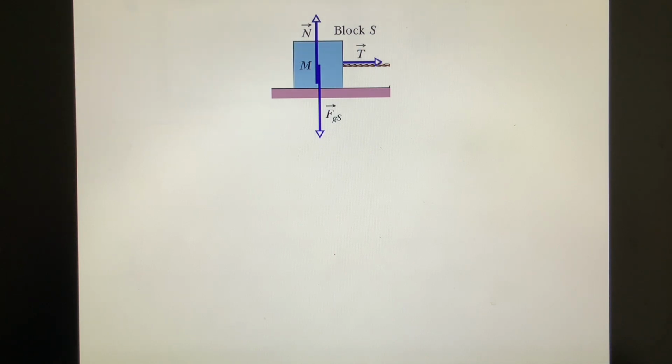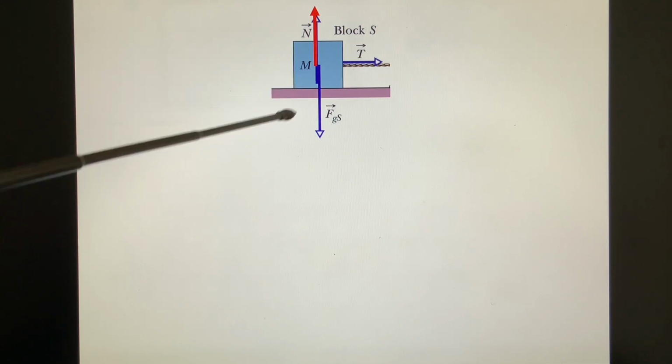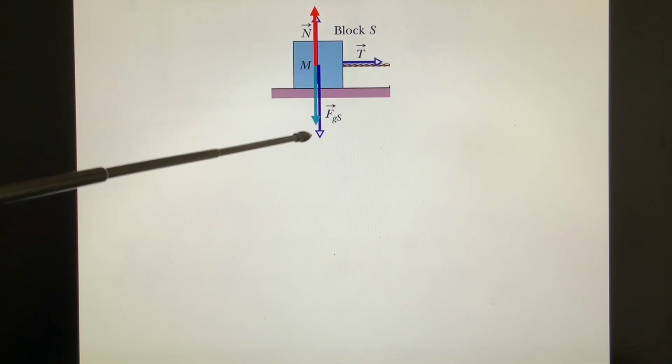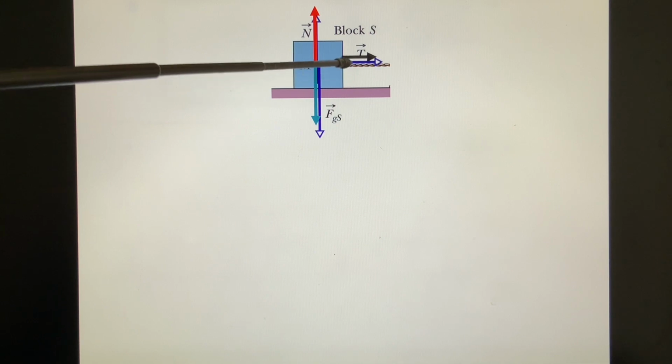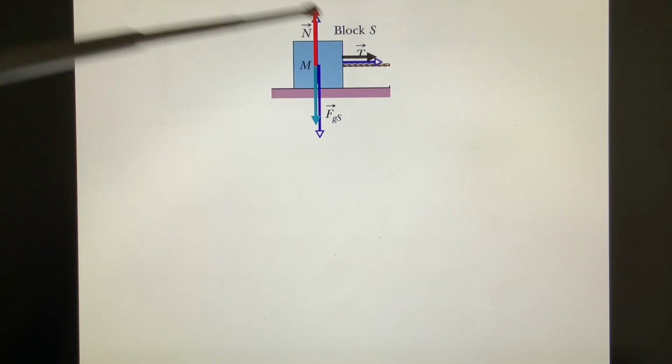Now, let's write the free body diagram for block S. How many forces are acting on it? We have the normal force from the table, the gravitational force from the Earth, and the tension from the cord. With these three forces, it moves to the right with acceleration. So we write the equations.